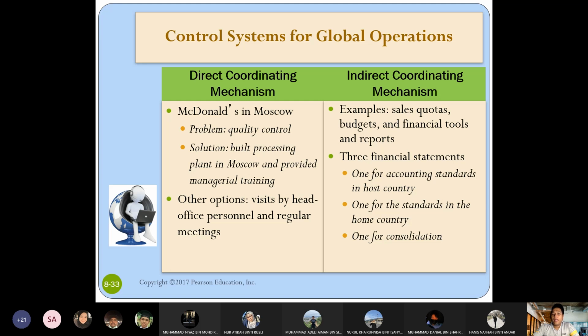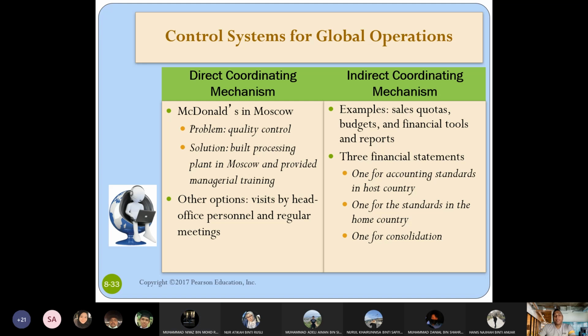So where can we find the information or statements in this case? We have three financial statements: one for the accounting standard in the host country, the subsidiary country, one for the standards in the home country, the owner of the organization, and another one for consolidation. So they have three financial statements here, and from here they might choose the indirect coordinating mechanism. From here they may come up with a solution to the problems they are facing, especially the financial part. Okay, are you still with me?